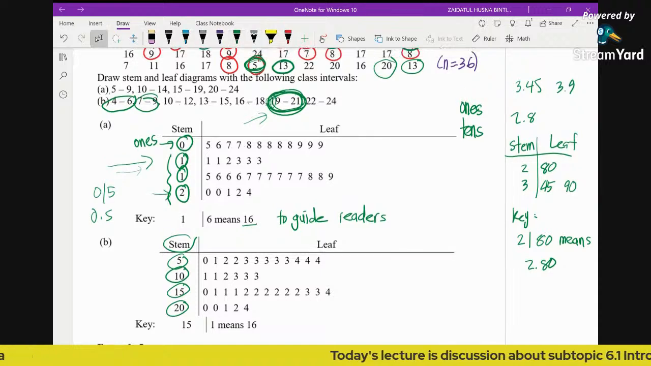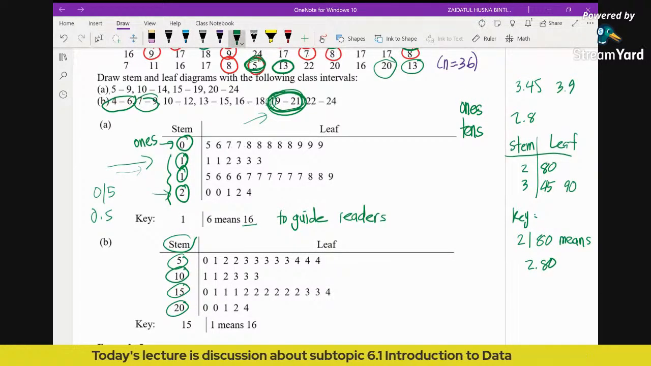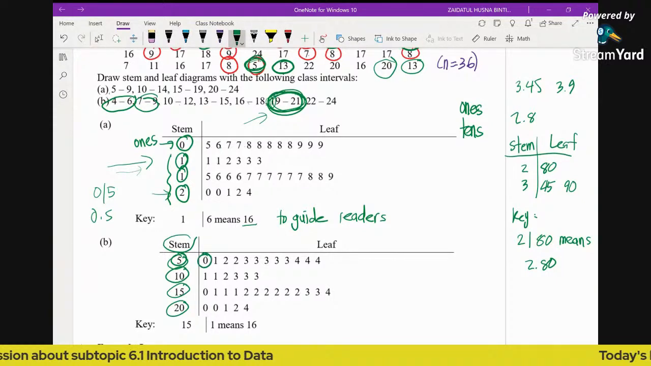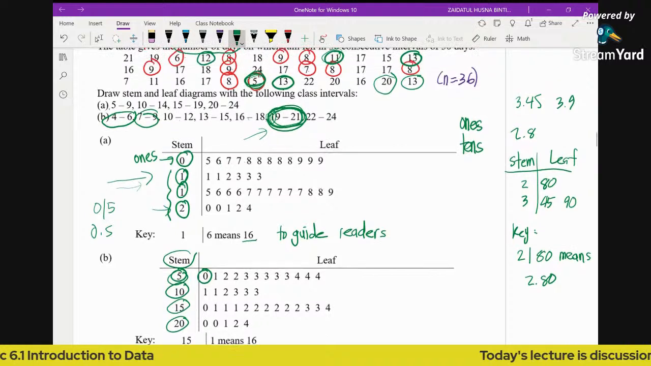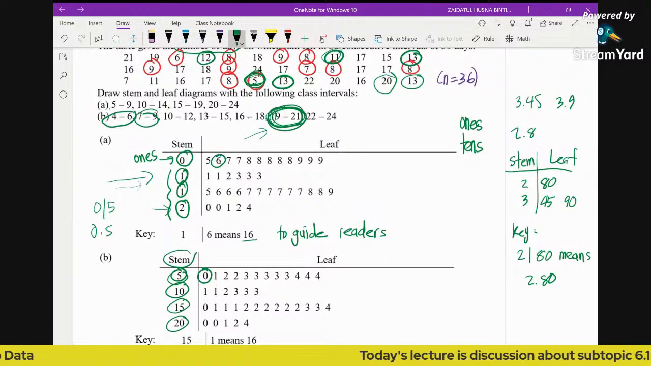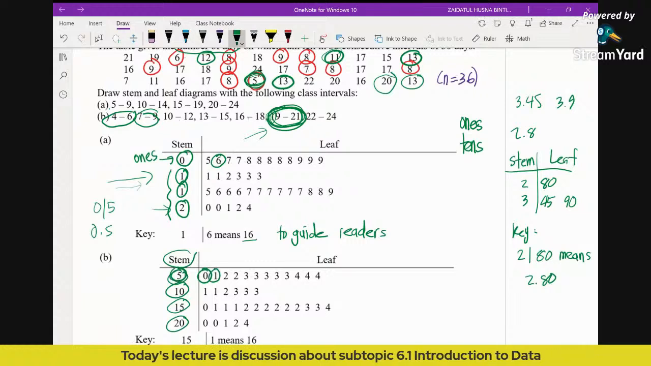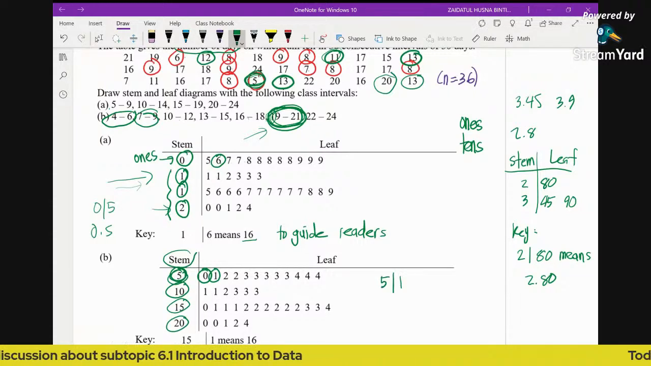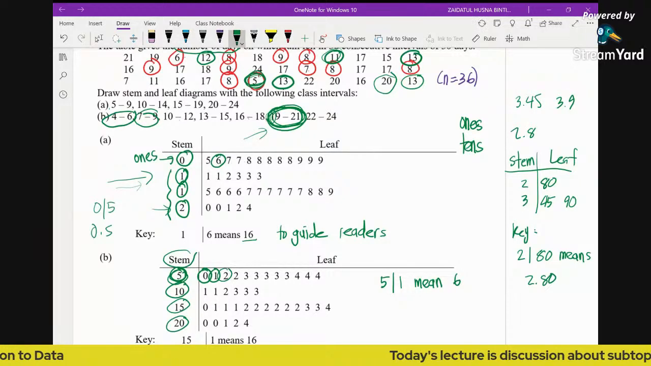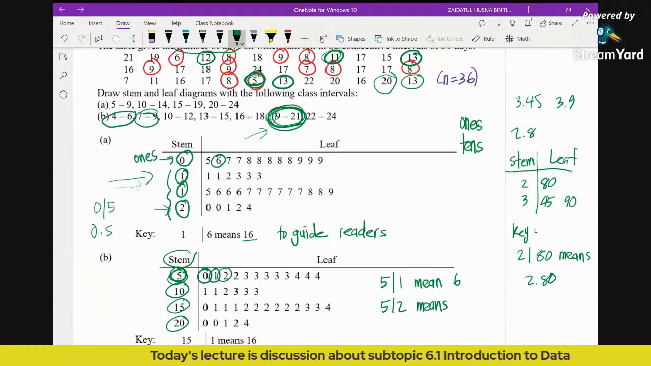Okay, so now how are we going to represent the data? We just take this, for example, the first value is 5, right? So we just put 5 here and we just put 0. And you see the second value is 6, right? From here, the second value is 6, but we're not going to put 6 here. We put 5 here and we put 1. Why? Because later we're going to give the key. So 5, 1 is going to mean 6. Yeah, and then here 5, 2. So 5, 2 means 7.